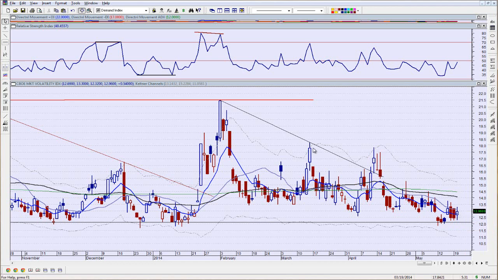So we're not even close to being up here in these ranges. Look where we were at the end of January with that sell-off, high at 21.48. So we've got a long way to go before we're there.